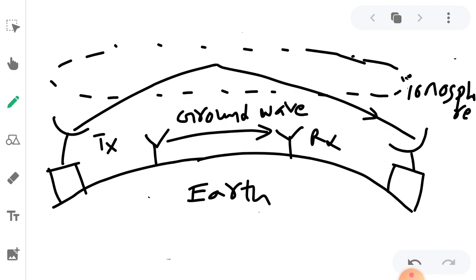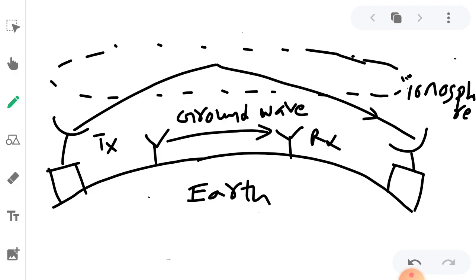Sky waves are the waves reaching the receiving antenna as a result of scattering and reflection by the ionization layer. They are scattered and reflected by the ionosphere layer and received at the receiver antenna. That is called sky waves. I'll write the definition of sky wave after explaining this.